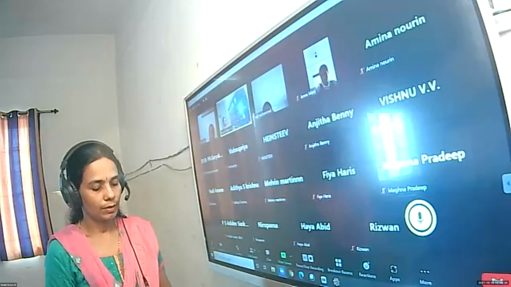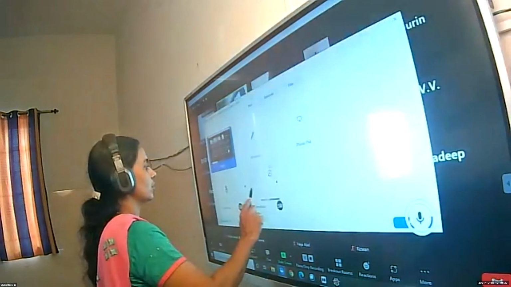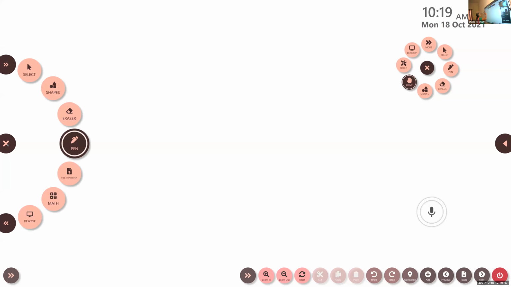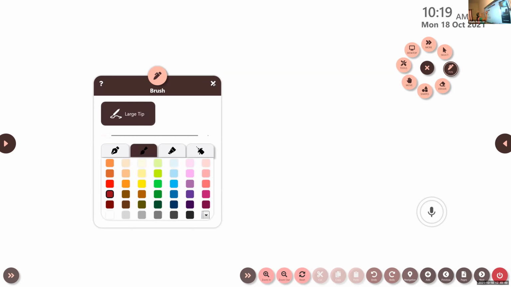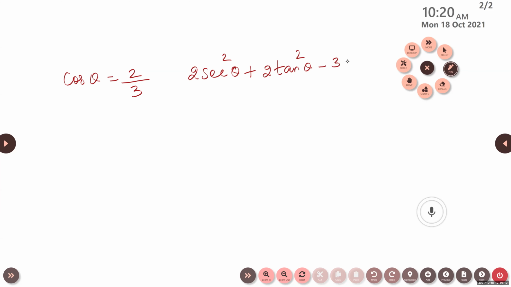Write down. If cos theta is equal to 2 by 3, find the value of 2 sec square theta plus 2 tan square theta minus 9.